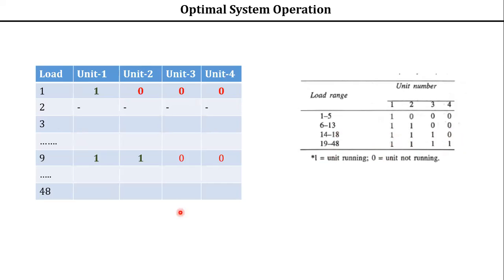You see the entire table, instead of taking each load component, we can prepare a load range, then it will become a simple unit commitment table. This is also a unit commitment table. So this is the table we have to prepare at the end for each power plant. Understood? This chart or unit commitment table is prepared only once for a given plant.